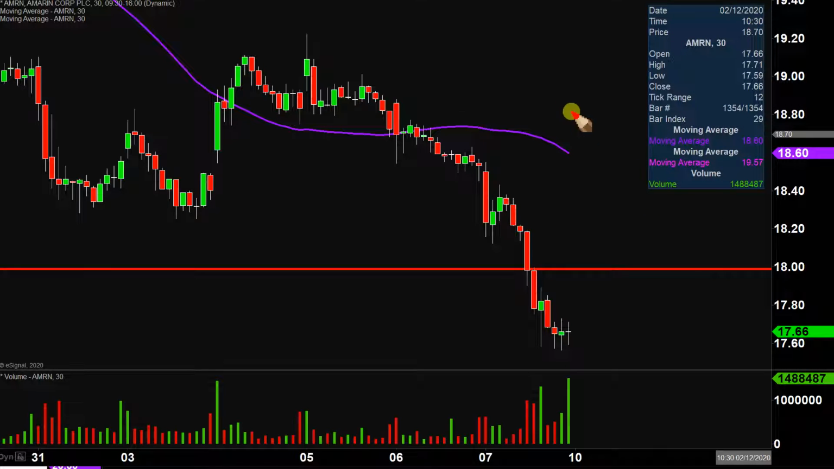In the event the price can get up through that level, the next area of resistance after that is that purple line there, which on my chart denotes a very well-known 50-period moving average, and the current value of that is at $18.60. So those will be the two areas of resistance going forward.